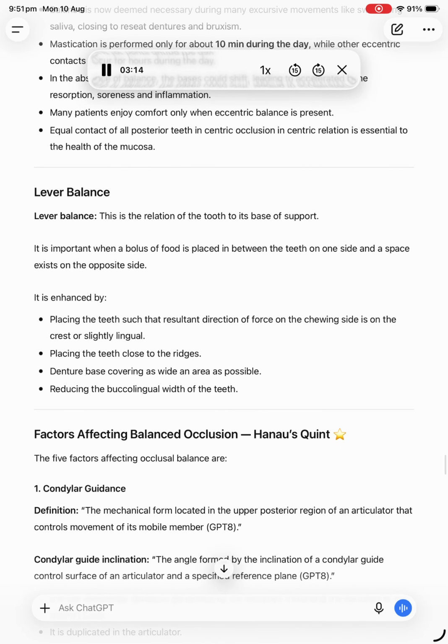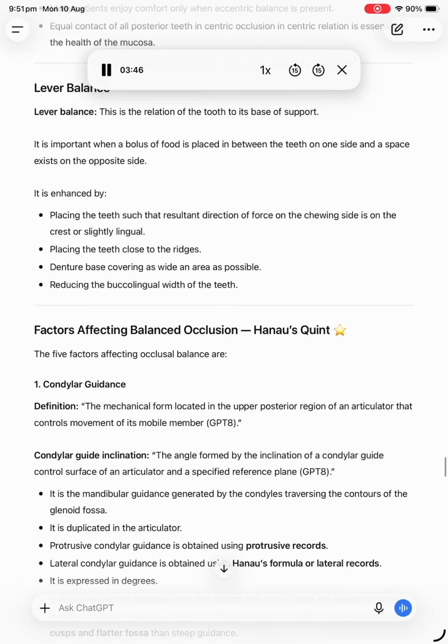Lever balance. This is the relation of the tooth to its base of support. It is important when a bolus of food is placed in between the teeth on one side and a space exists on the opposite side. It is enhanced by placing the teeth such that resultant direction of force on the chewing side is on the crest or slightly lingual, placing the teeth close to the ridges, denture base covering as wide an area as possible, reducing the buccolingual width of the teeth.